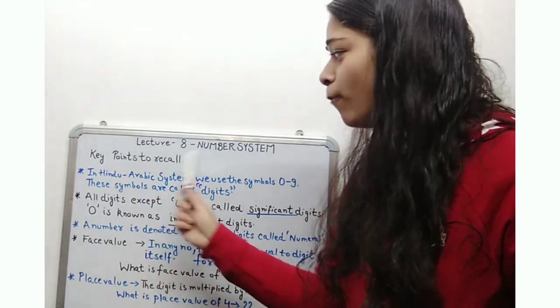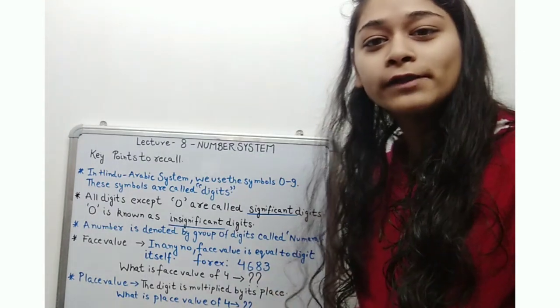Today I have taken a very simple topic, and you all are familiar with this topic from your school days. It is basically the first chapter of our mathematics book: Number system. Key points to recall. So let's recall the points.